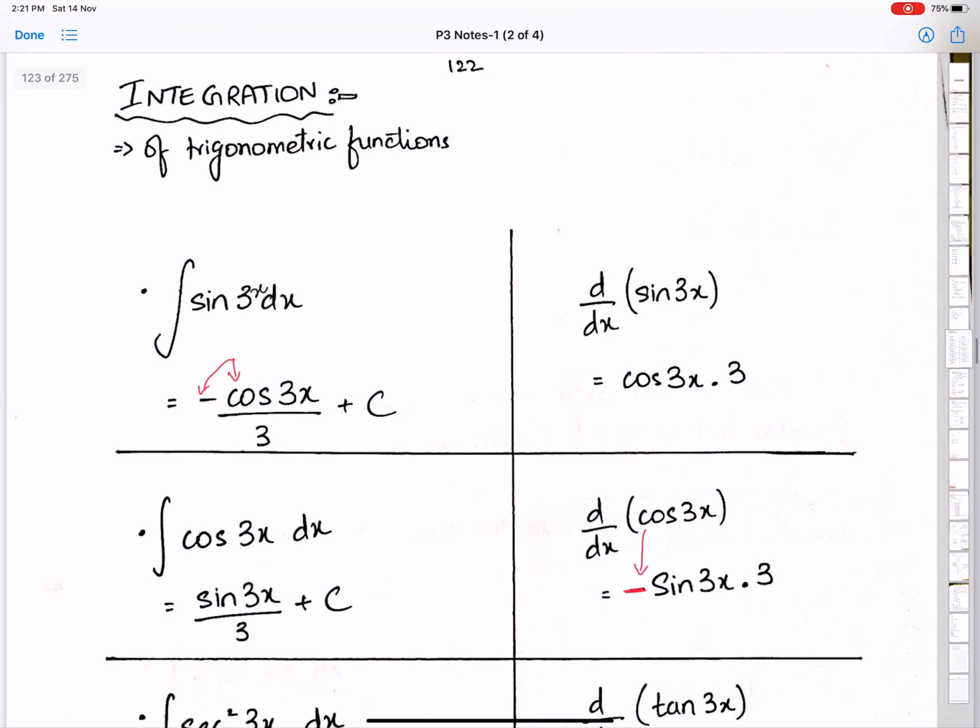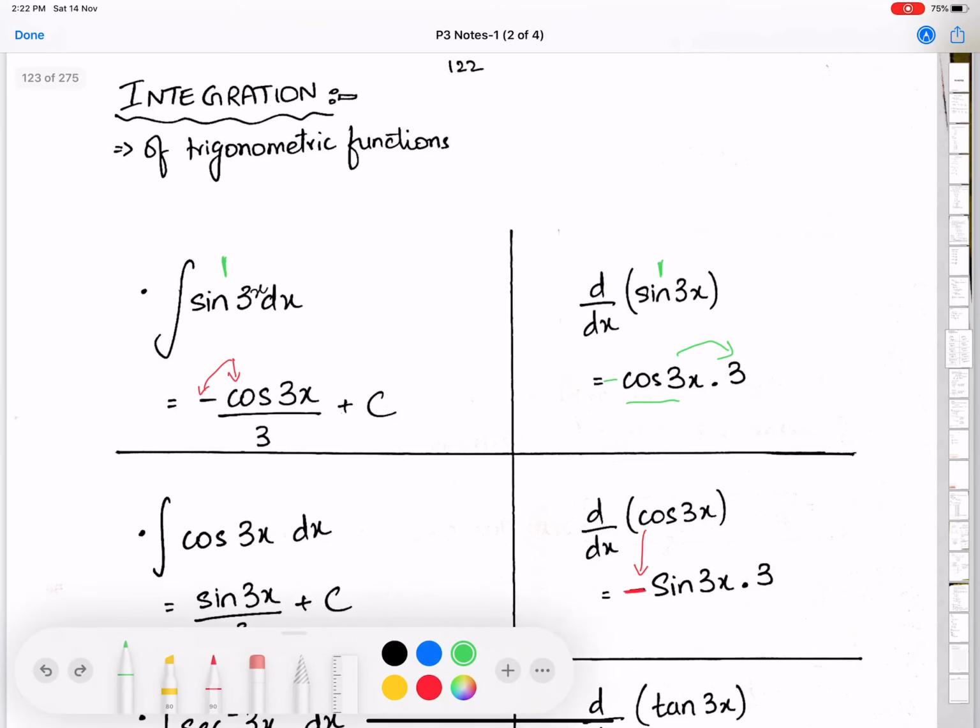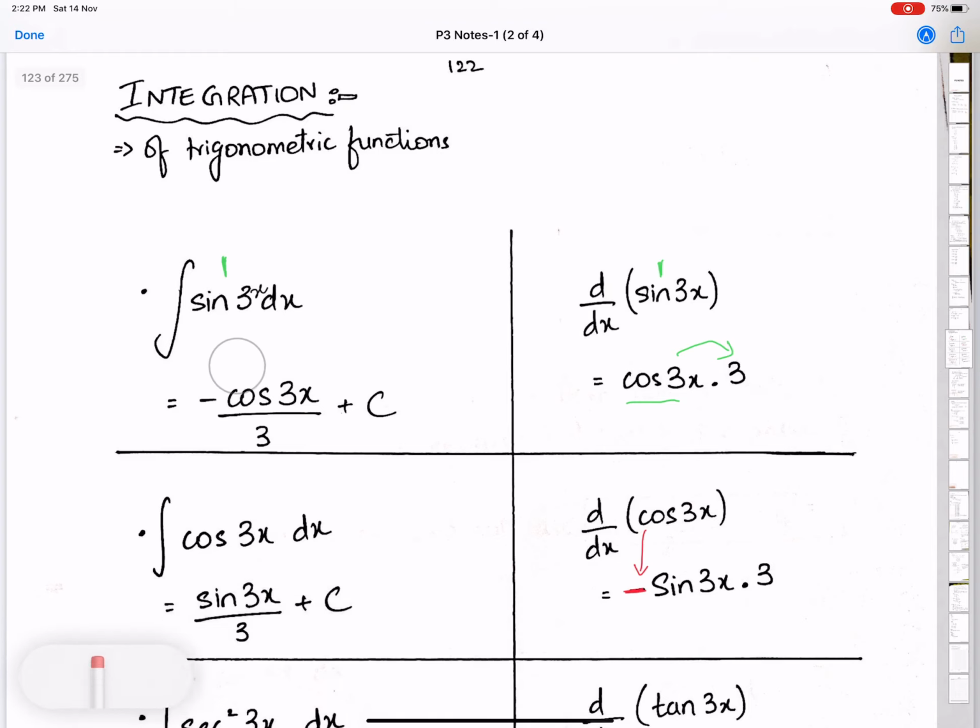Now, integration of trigonometric functions. This is very important. This is the integration of sine 3x. We know how to differentiate sine 3x: it becomes cos 3x times 3, and the answer is positive. Since integration is the reverse, when we integrate sine, the answer must be negative.